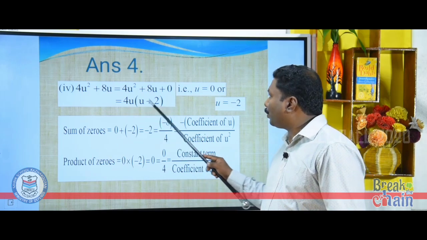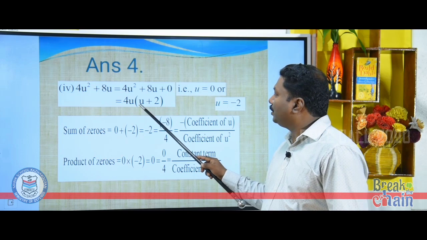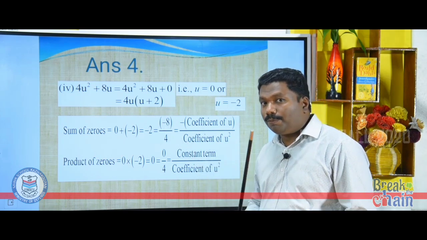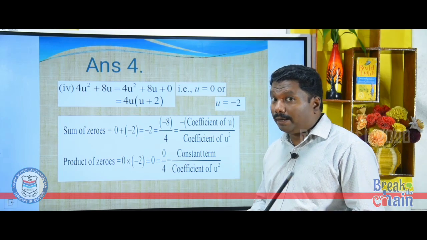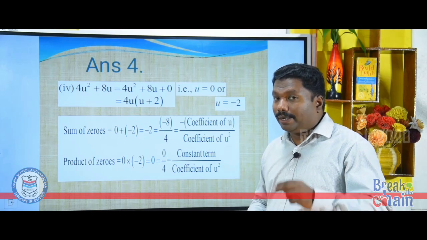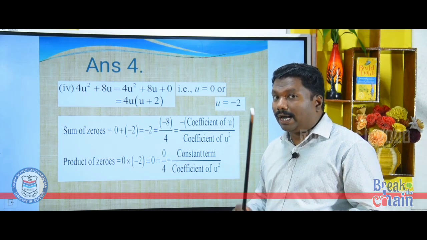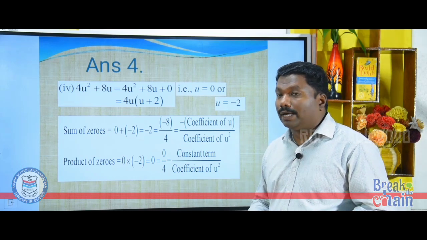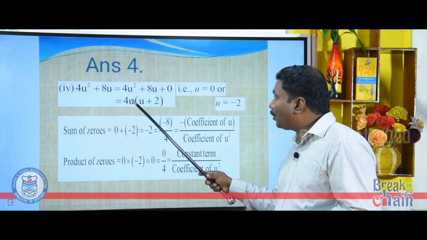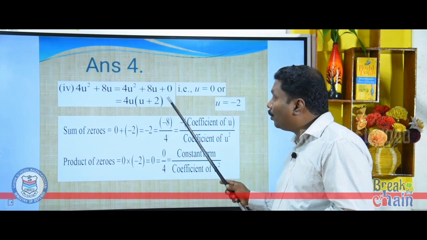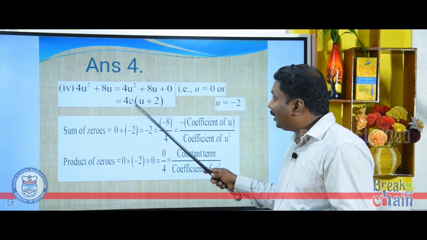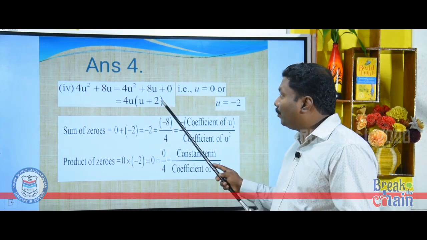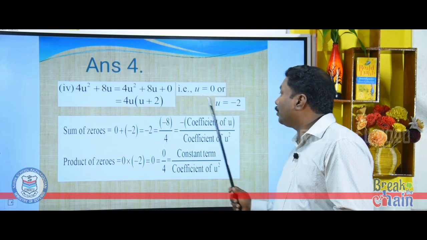Now, this product, how to find its zeros? Equate to 0. 4u into u plus 2 equal to 0. A product AB equal to 0, zero factor theorem: a product AB equal to 0 means either A equal to 0 or B equal to 0 or both equal to 0. So for this product, either 4u equal to 0 or u plus 2 equal to 0. In case 4u equal to 0, 4 will not be 0, so u equal to 0. u plus 2 equal to 0 means u equal to minus 2.